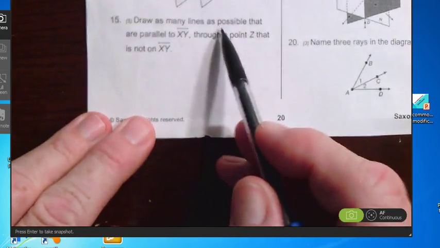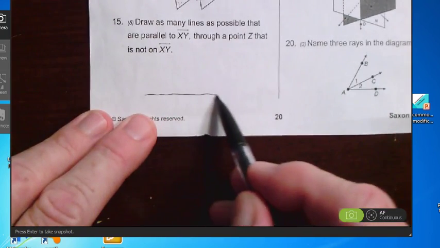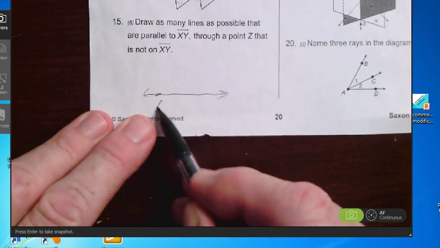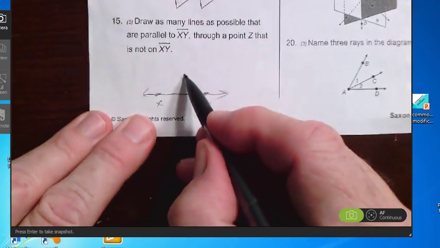Draw as many lines as possible that are parallel to line XY. Let's make line XY through a point, Z. All right, so here's Z.